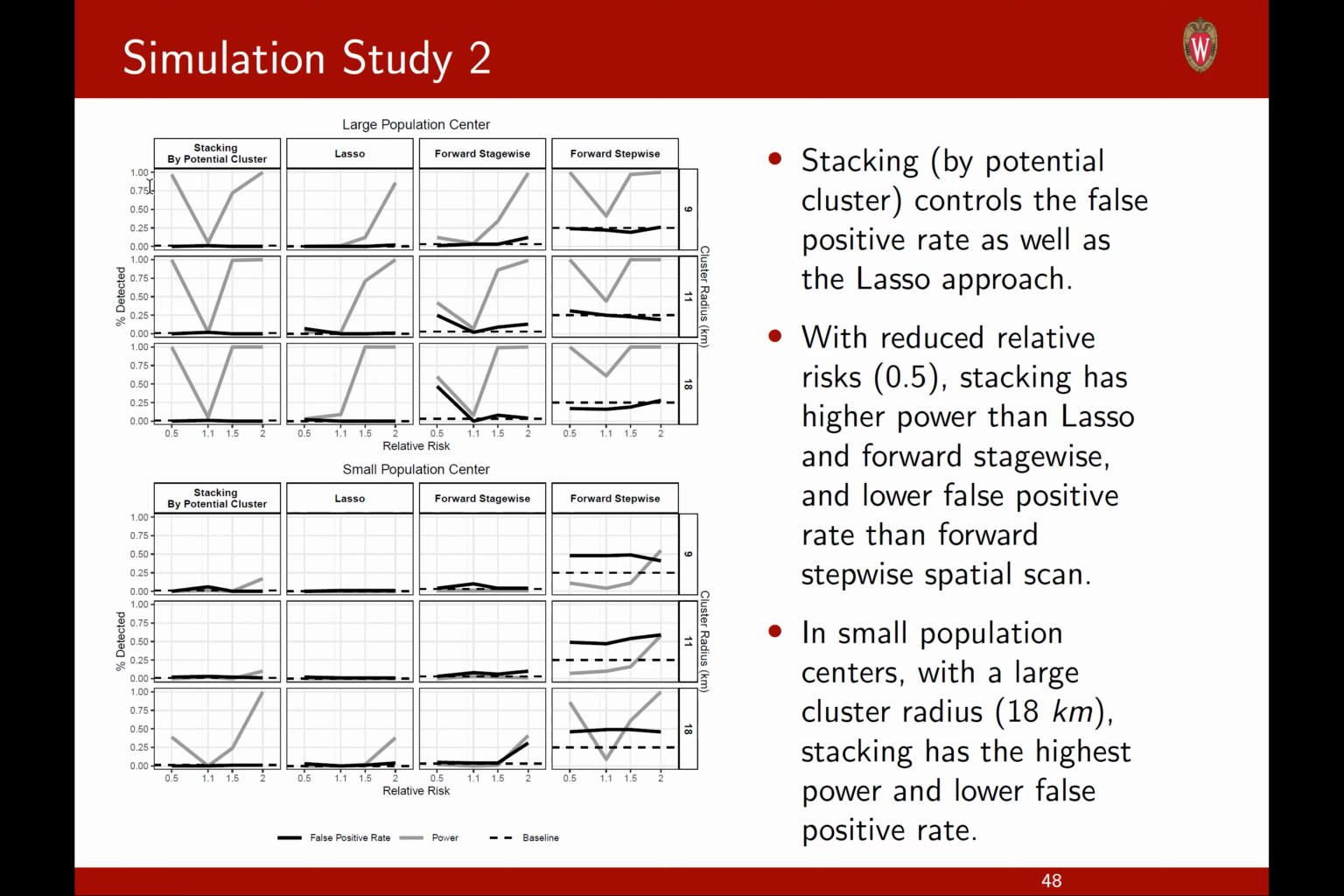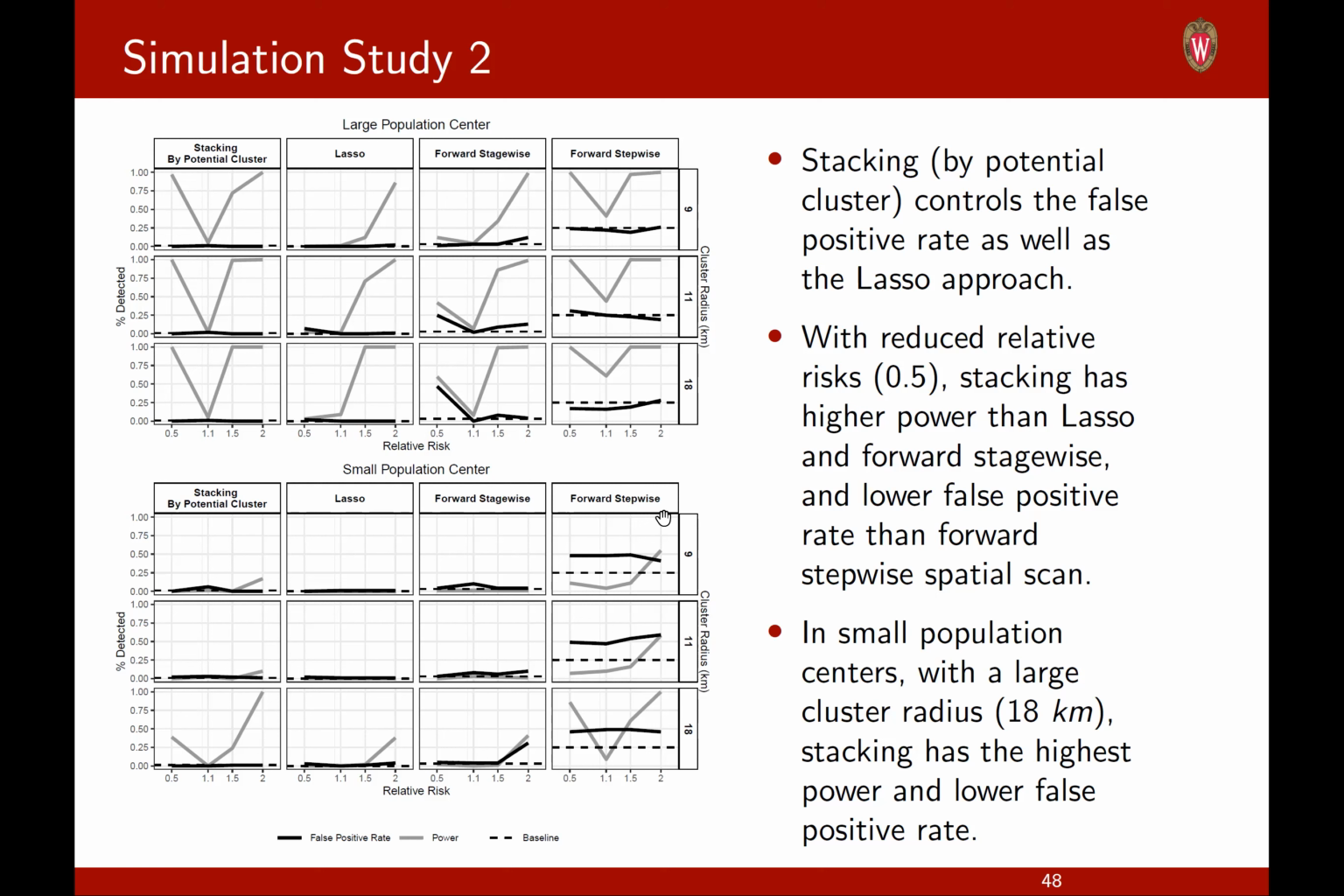So forward stepwise really wants to put things in, has a higher false positive rate, even at baseline, than we would hope for, but the power is really good. But stacking really performs most similarly to the lasso in terms of the false positive rate. It does really well, keeps the false positive rate at or near baseline. And then power performs really well as well. And in contrast to the Lasso, it really does not struggle to get that reduced relative risk cluster as much as the Lasso does. Moving to the small population center, again, things sort of look the same.